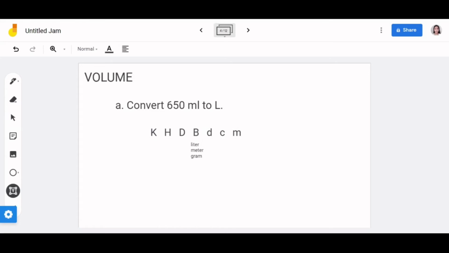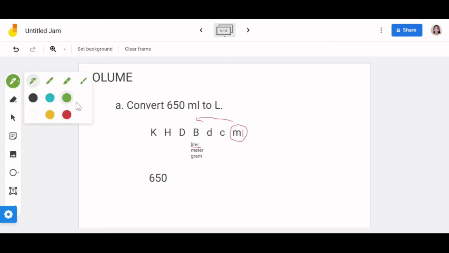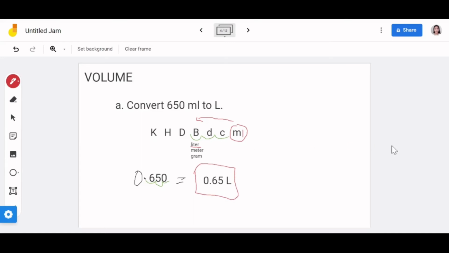So for the volume, we have to convert 650 ml to liter. We will be using the mnemonic again. And from here, we have ml, and we have to go to the base unit, which is the liter. So rewrite the given below, which is the 650 ml, and we have to move the decimal from right to left. So the result is 0.65 liters.